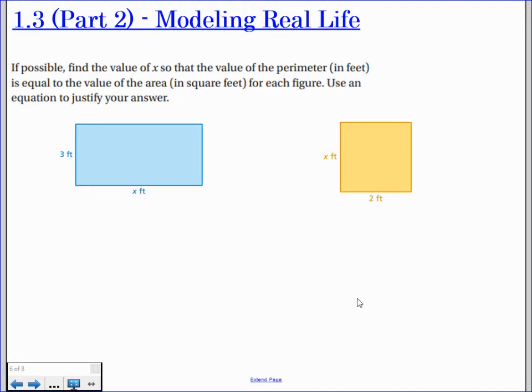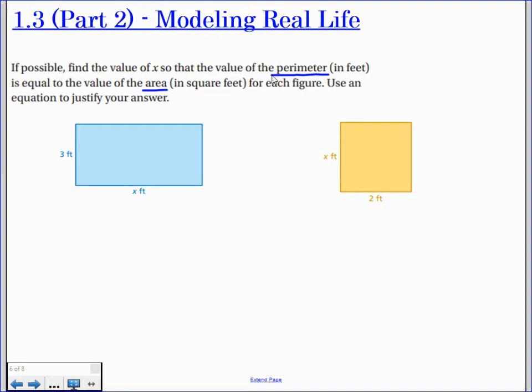So the first question says, if possible, find the value of x so that the value of the perimeter is equal to the value of the area. Use an equation to justify your answer. Okay, so we are going to try to figure out for these two rectangles, is there a value for x in which the perimeter can be the same as the area? Let's find out. So here's where we're going to start.